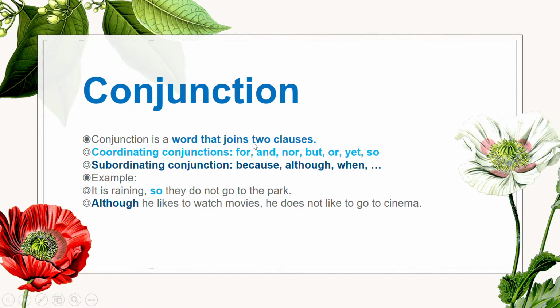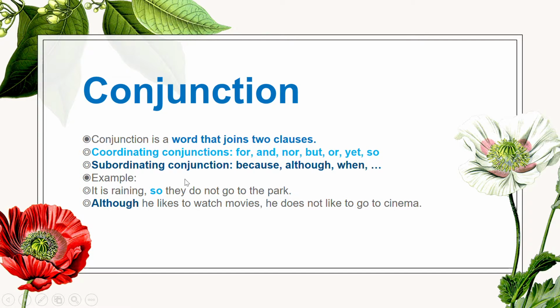A conjunction is a word that joins two clauses. There are two types of conjunctions. We have coordinating conjunctions: for, and, nor, but, or, yet, so; and subordinating conjunctions: because, although, when. These two are different, and we're going to learn about the types of sentences in future, where you should know the difference between coordinating conjunctions and subordinating conjunctions. But in this class, I just want you guys to be able to understand which words are coordinating or subordinating.